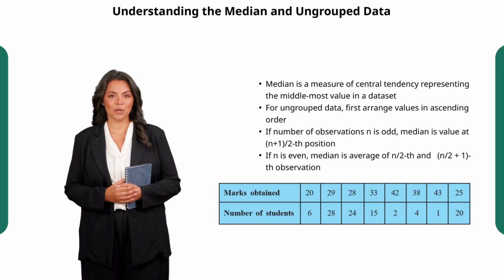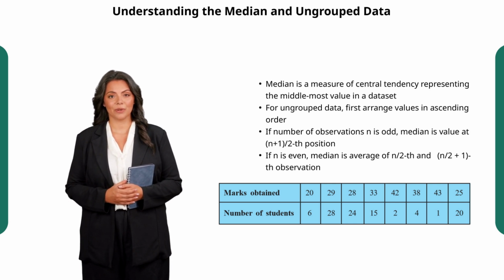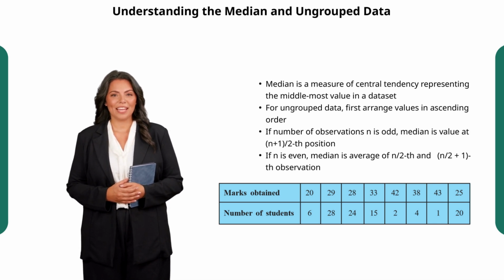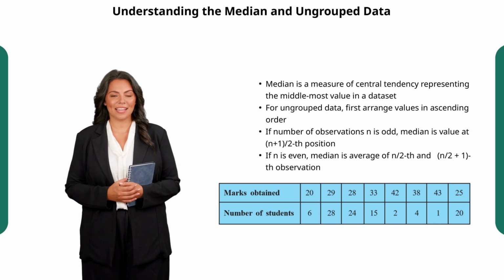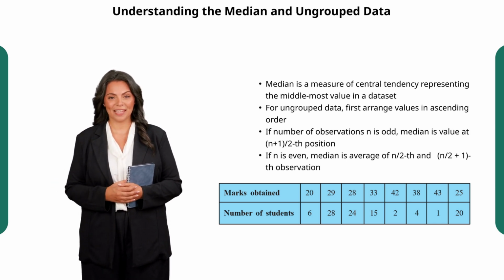Now, if the total number of observations, called n, is odd, you pick the value at the position (n plus 1) divided by 2. For example, if there are 11 students, the median is the sixth student in order. If n is even, the median is the average of the values at positions n divided by 2 and n divided by 2 plus 1.